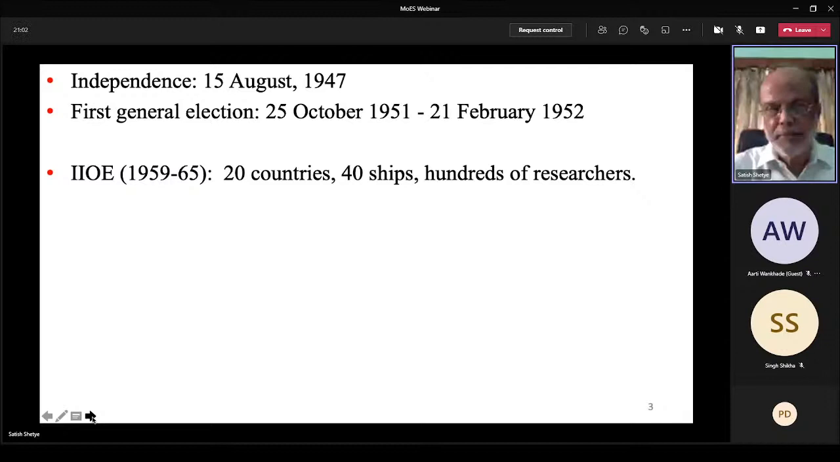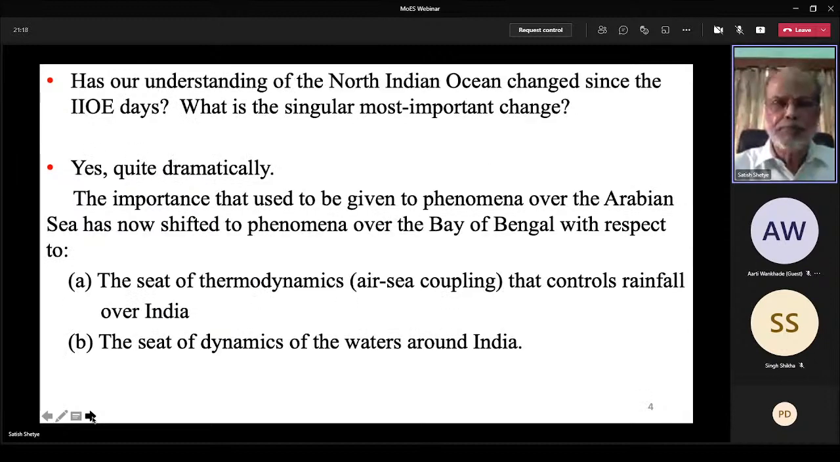IIOE was a big enterprise, 20 countries, 40 ships participated, hundreds of researchers took part in the data collection as well as analysis. IIOE is in a way an important milestone that marks the beginning of oceanography in India. The question now is, has our understanding of the North Indian Ocean changed since the IIOE days? And if yes, what is the singular most important change?